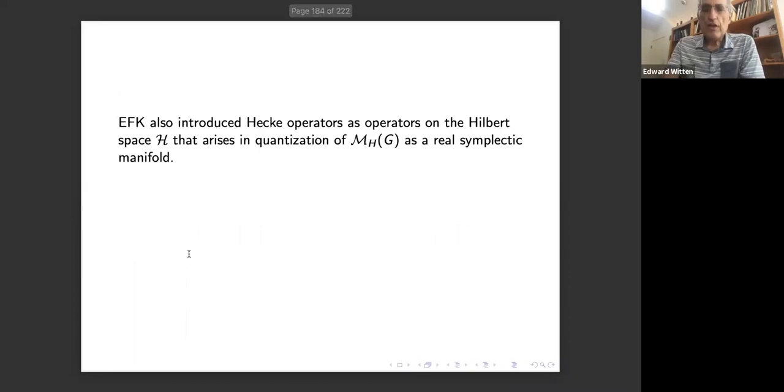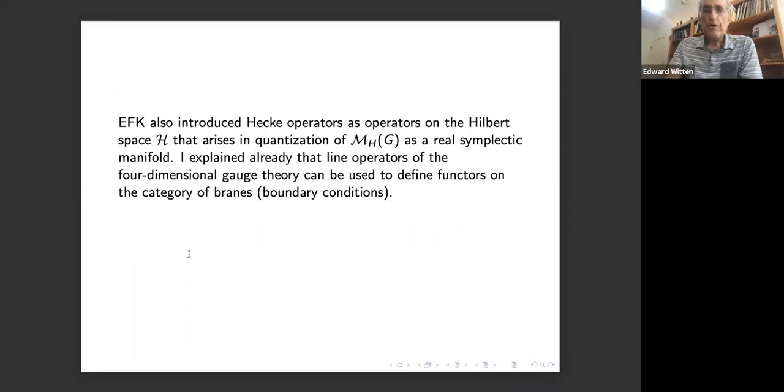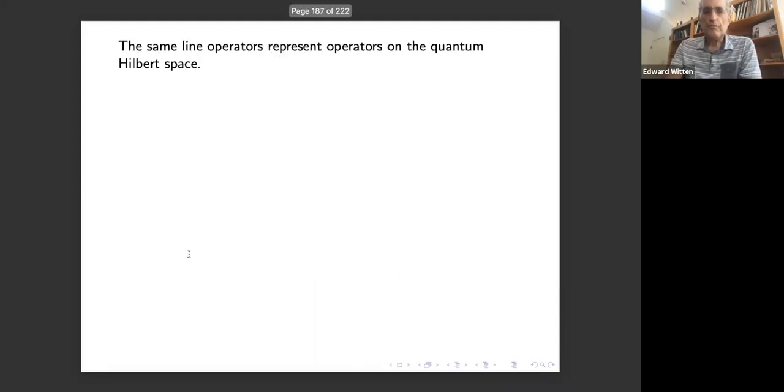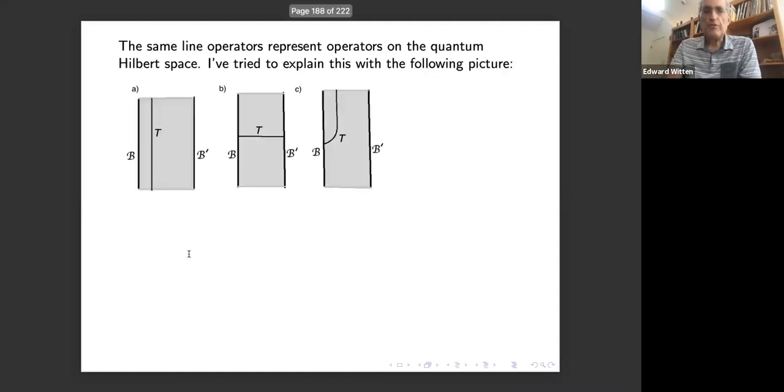Now, EF and K also introduced Hecke operators as operators on the Hilbert space H that arises when you quantize the Higgs bundle moduli space as a real symplectic manifold. I explained already that line operators of the four-dimensional gauge theory can be used to define functors on the category of branes or boundary conditions. Moreover, 't Hooft and Wilson operators are dual pairs of functors. The same line operators represent operators on the quantum Hilbert space.